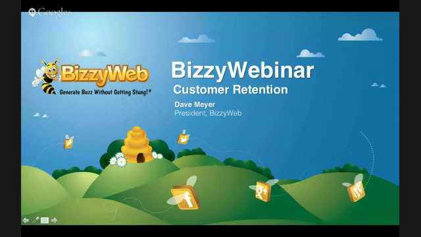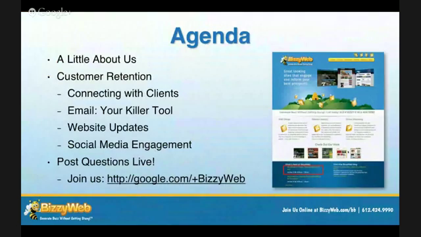All right, so inside of our webinar series, we always go through a similar agenda. I'm going to talk just a little bit about BizzyWeb, who we are and what we do, and then we're going to go into customer retention. So we're going to talk about how to connect with your clients, how to use email as a killer tool to reach out to your existing clients by setting up surveys and also doing smart categorization with your clients so that you can get the right type of information from the right people. We'll talk about how to use website updates like blog posts or testimonials to help drive additional business. And then we're going to go into social media engagement and share just a few tips on how to make a members-only club for your clients to give them more value than ever before.